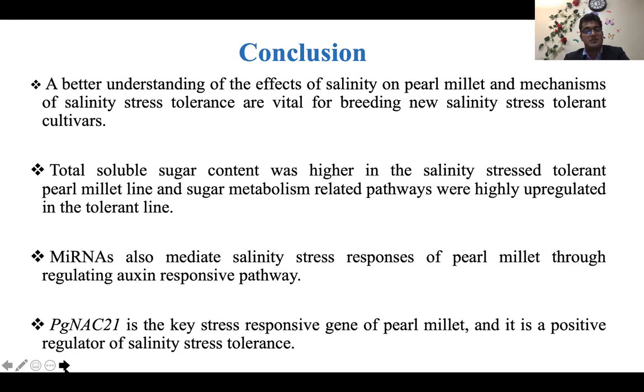MicroRNAs also mediate the stress response in pearl millet, and we found that they regulate the stress response through the auxin responsive pathway. NAC21, one of the genes which we studied, is also a key stress responsive gene and is a positive regulator of salinity stress tolerance.